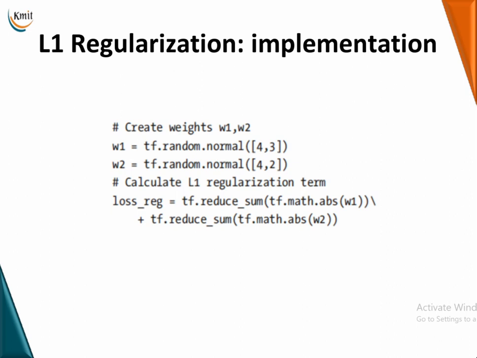I am choosing here two random weights, W1 and W2, and I am going to simply reduce each to its absolute value and add them together, and that will give me a loss. Here, the loss is nothing but omega of theta that I had been discussing so far. So this is my L1 regularization term. That's how I'll be calculating it.